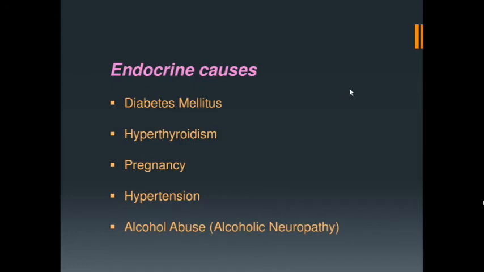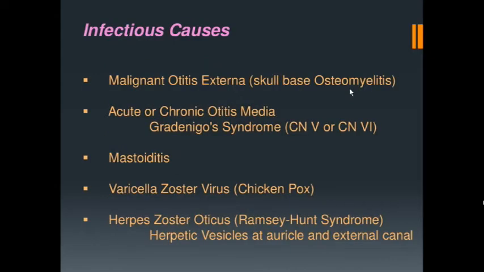Certain endocrine causes like diabetes, pregnancy, hyperthyroidism, infectious causes. Apart from herpes, other causes can be malignant otitis externa. What is the organism causing malignant otitis externa?